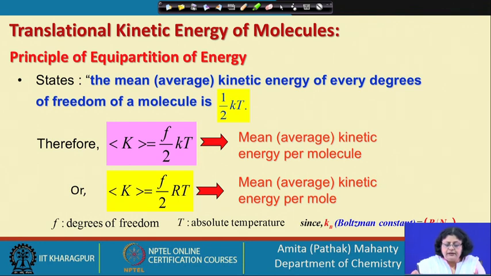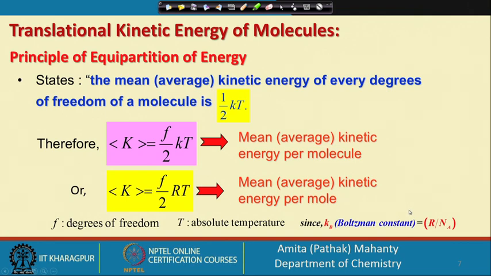What is the mean kinetic energy of the particles? The equipartition theorem states that the mean or average kinetic energy of every degree of freedom of a molecule can be given by half kT. kT is nothing but kBT, where kB is the Boltzmann's constant.